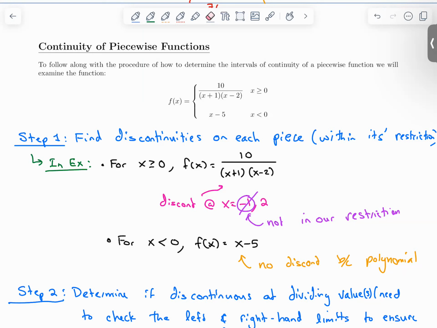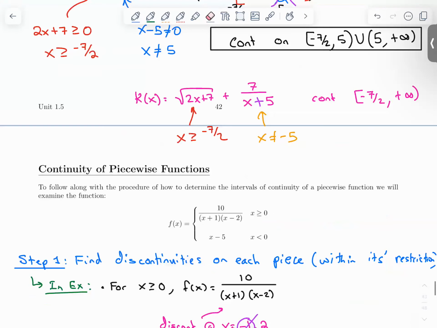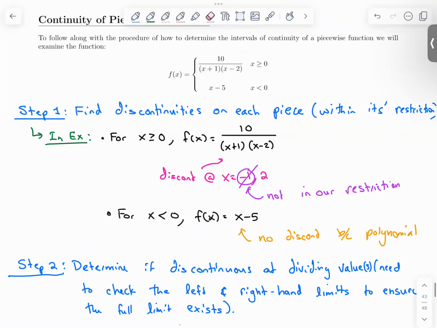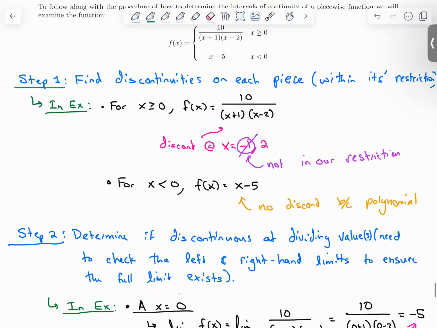Okay, so from last time we were talking about continuity, and the fact of the matter was that most functions are continuous on their domains. But if you're given a piecewise function, the issue gets a little more difficult because each piece will be defined as a function, and individual functions have their own discontinuities. In addition to that, you also have problems at dividing values. So step one was to find the discontinuities on each piece.